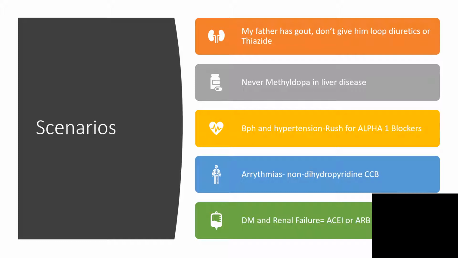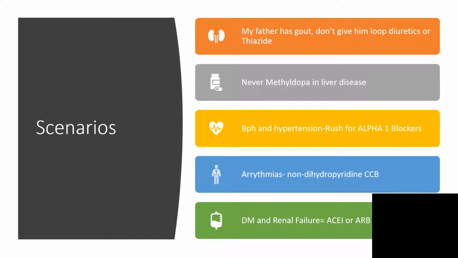These are some few scenarios. My father has gout. Please don't give him loop diuretics or thiazide. Why? Gout is worsened by them. Never give methyldopa in liver disease. BPH and hypertension, yes. Rush to give him alpha-1 blockers. There is arrhythmia here, yes. Okay, look for non-dihydropyridine calcium channel blockers, verapamil or diltiazem.